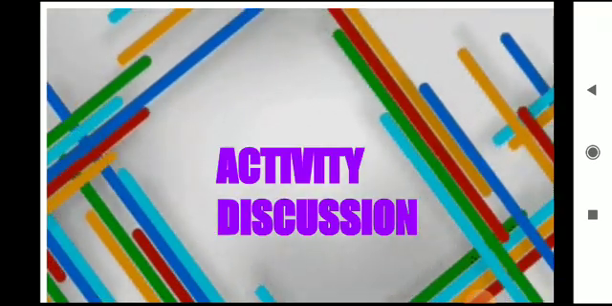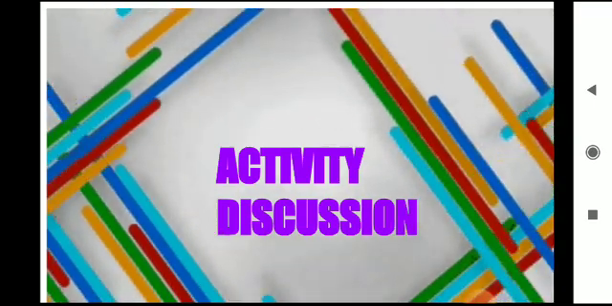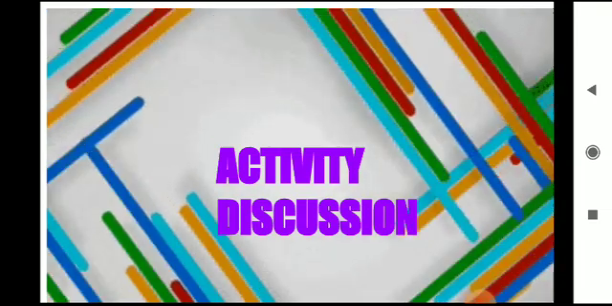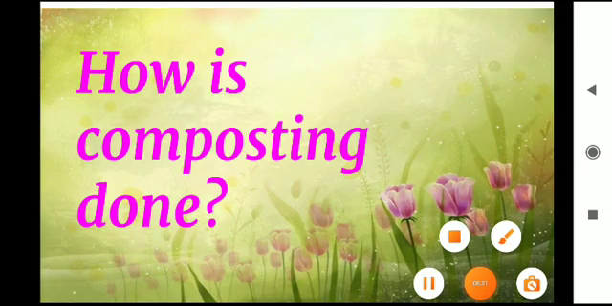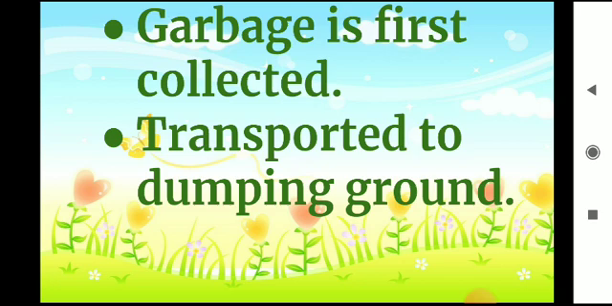Activity part clear? Have you understood how we do vermicomposting? Clear, everybody? Now moving towards activity discussion questions. Your question is, how is composting done? I had explained earlier also how composting is done. Your answer will be, in cities, garbage of each colony is firstly collected in a nearby space. And after that, it is transported to a dumping ground. Clear?